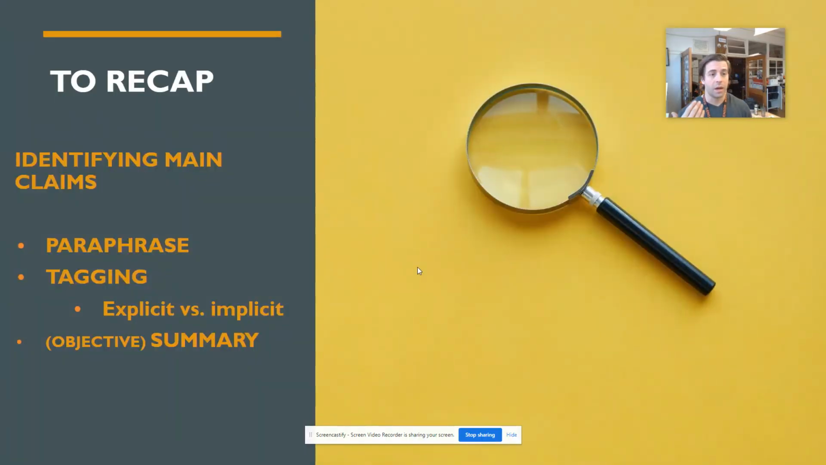So in recap, things that are going to help us find main ideas is paraphrasing those difficult words, making those short little paragraph tags that you can look at explicitly. Here's what this paragraph is about, and that can help you jump to what the author means by this. And then I want you to understand how to write an objective summary.